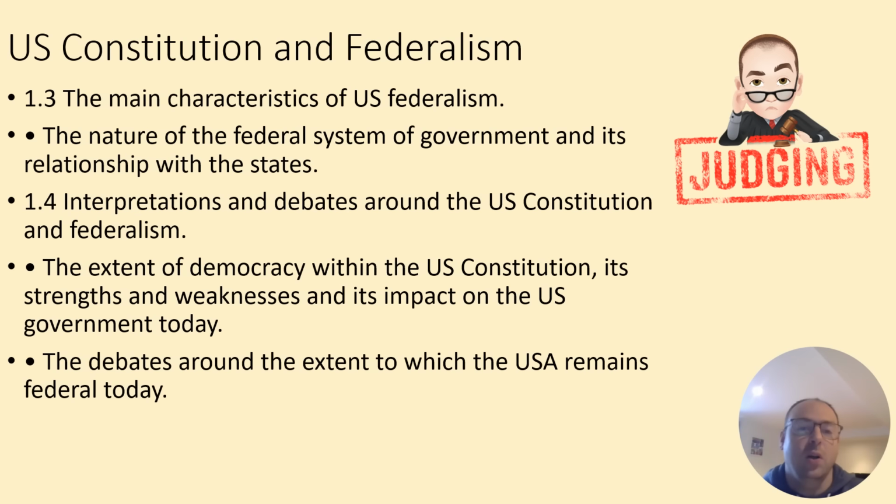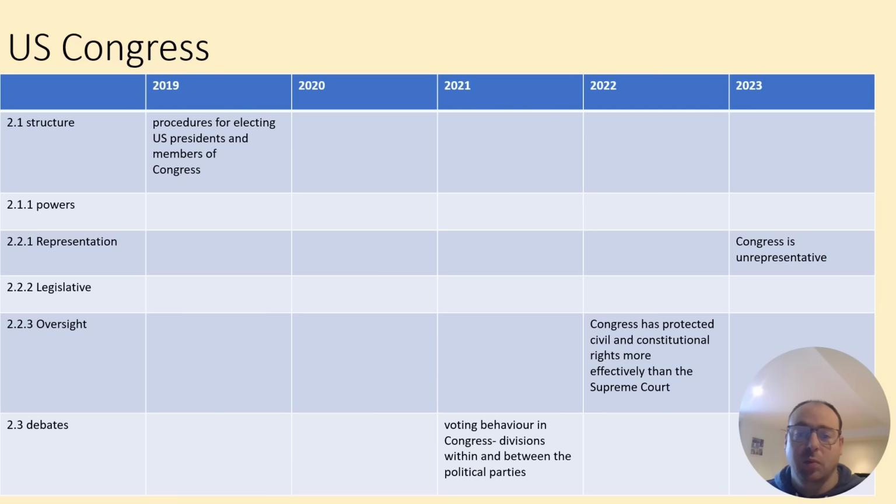And then 1.4 is the interpretation of debates on the Constitution and federalism. So the extent of democracy within the US Constitution, its strengths, its weaknesses, impact on the US government, so anything about the strengths and weaknesses of the US Constitution, the way it's impacting on things that's in there. Debates around the extent to which the US remains federal today. Again, it is an area which they could delve into in more detail.